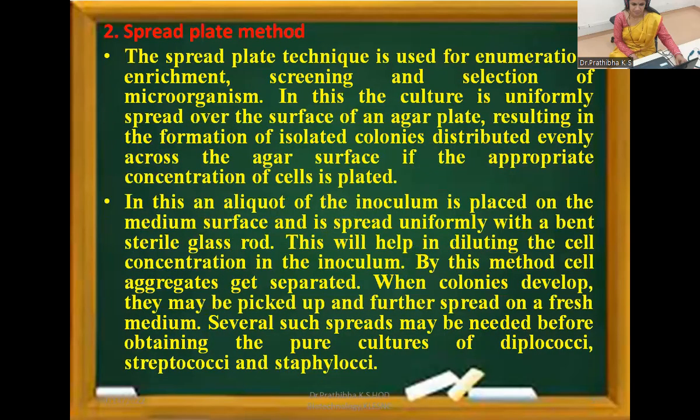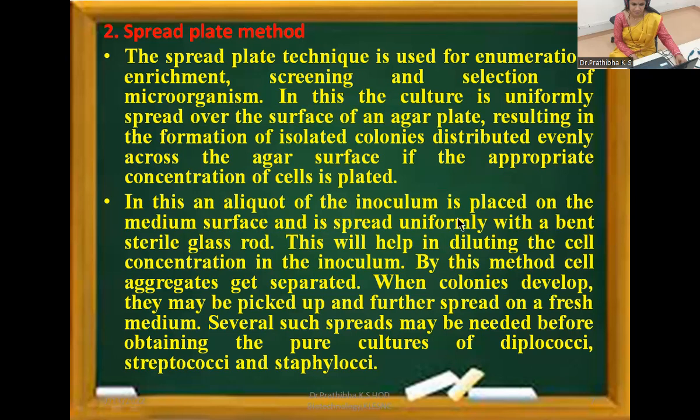Then the spread plate method. As you all know, the spread plate method is a method for the isolation of microorganisms or counting of individual microorganisms, where you can see the distribution of colonies very evenly. Here, the spread plate technique is used for enumeration, enrichment, screening, and selection of microorganisms. In this, the culture is uniformly spread over the surface of an agar plate, resulting in the formation of isolated colonies distributed evenly across the agar surface if the appropriate concentration of cells is plated.